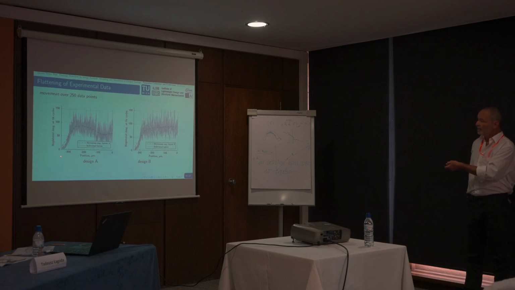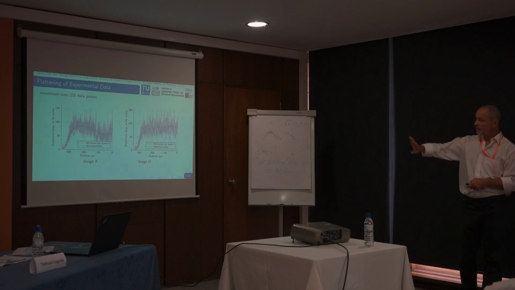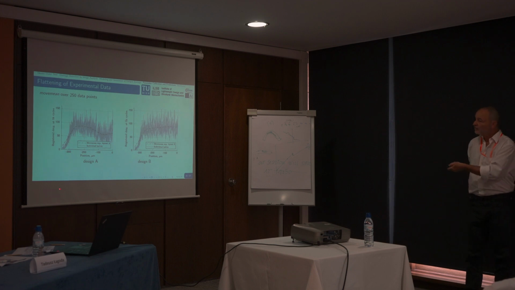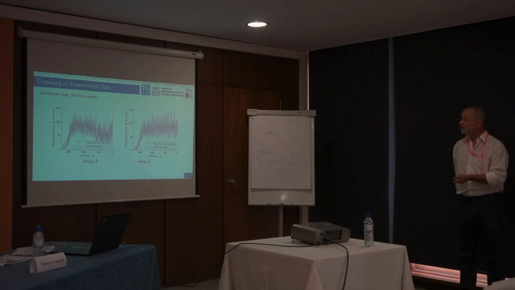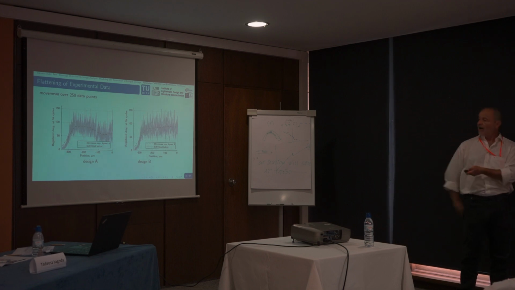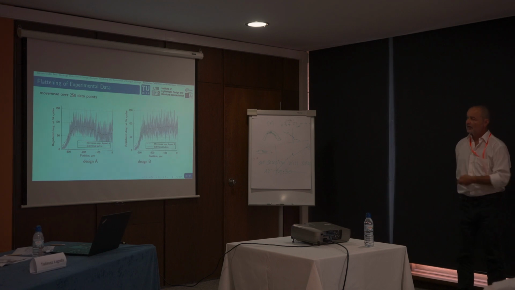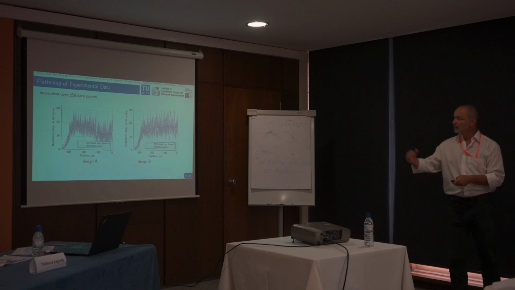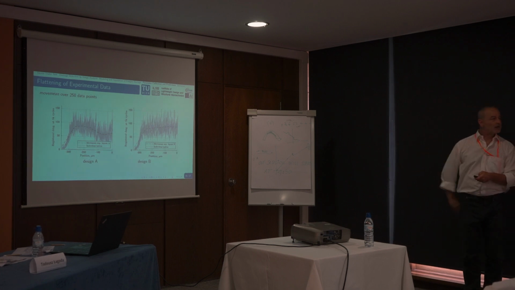So left, design A, the grayscale is all the registered raw data of these 4 devices, and to flatten this out, we take the moving mean over 250 data points, and the moving mean gives us this flattened curve, and similar for design B. So to get out the noise.